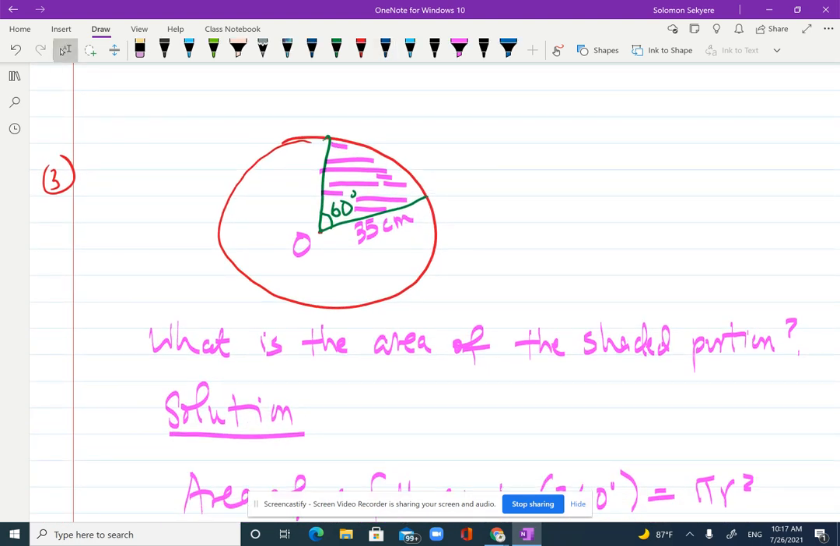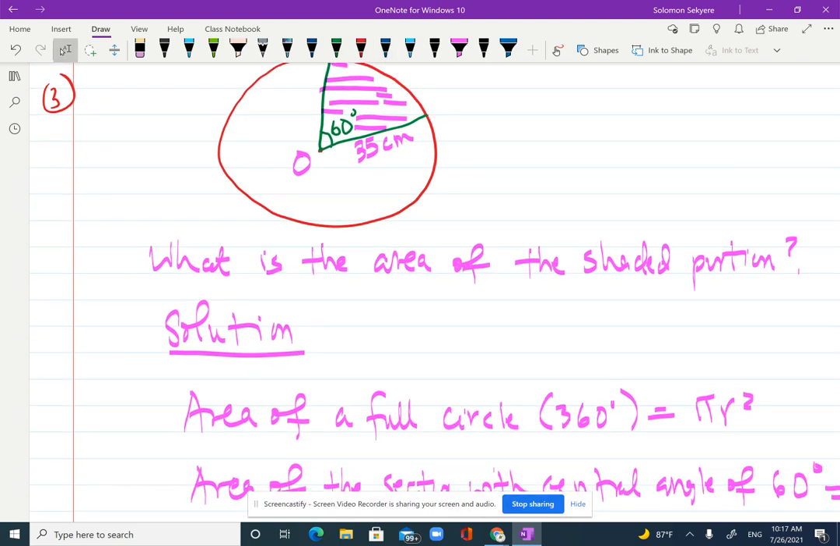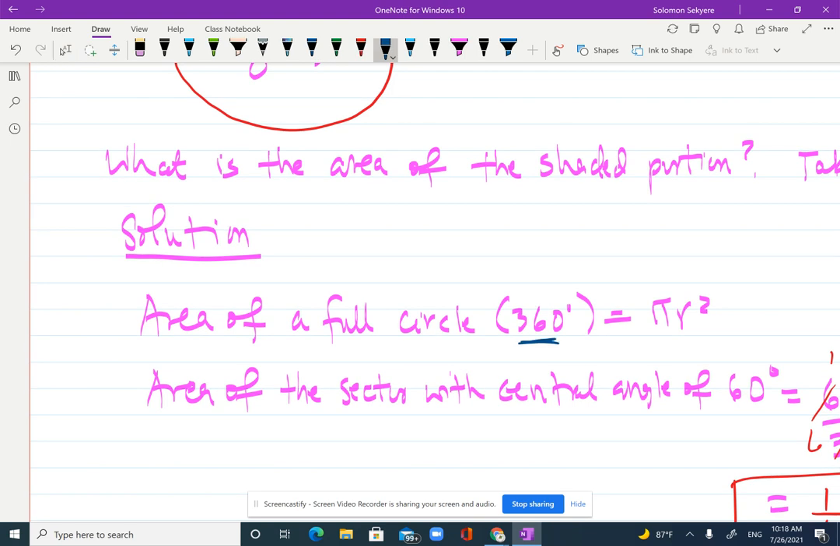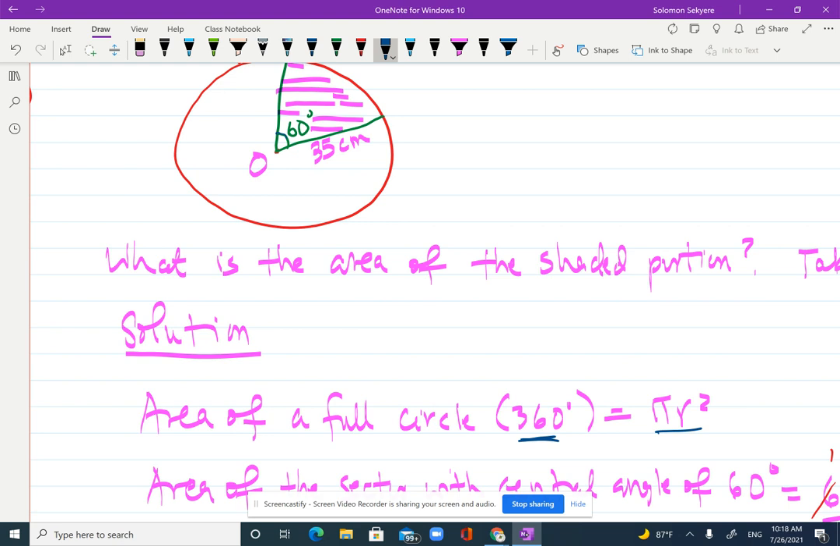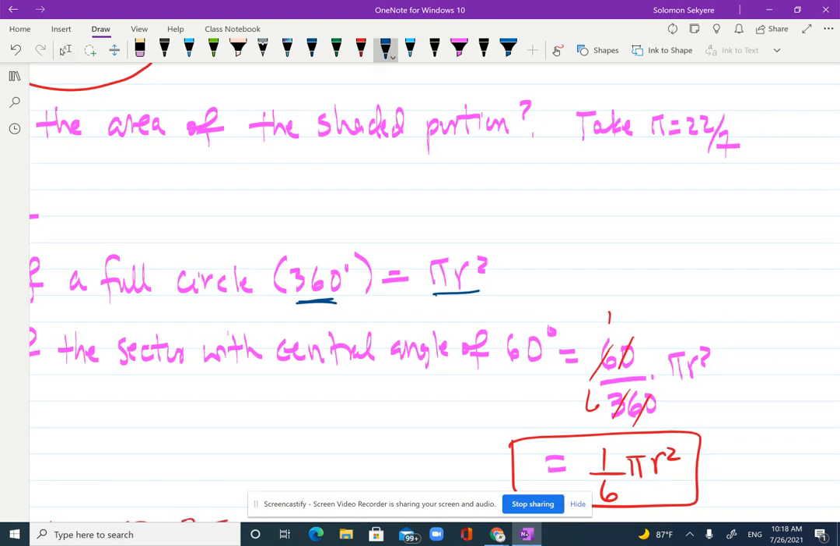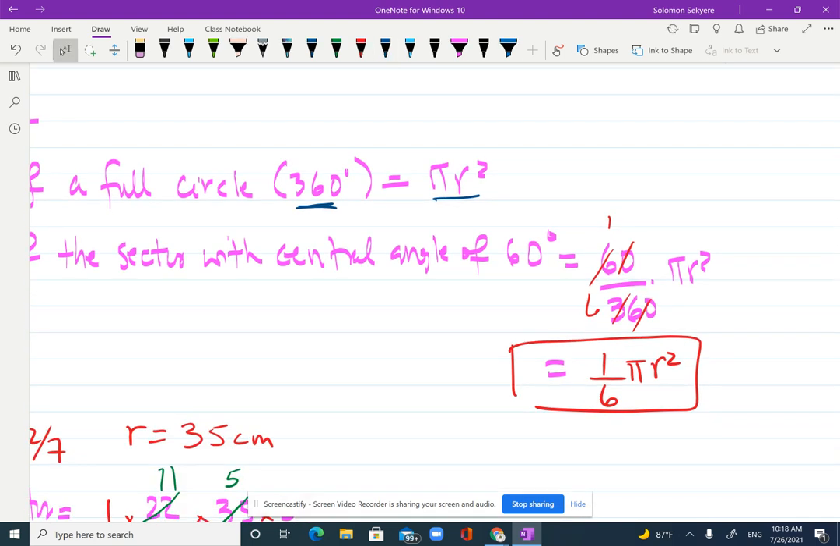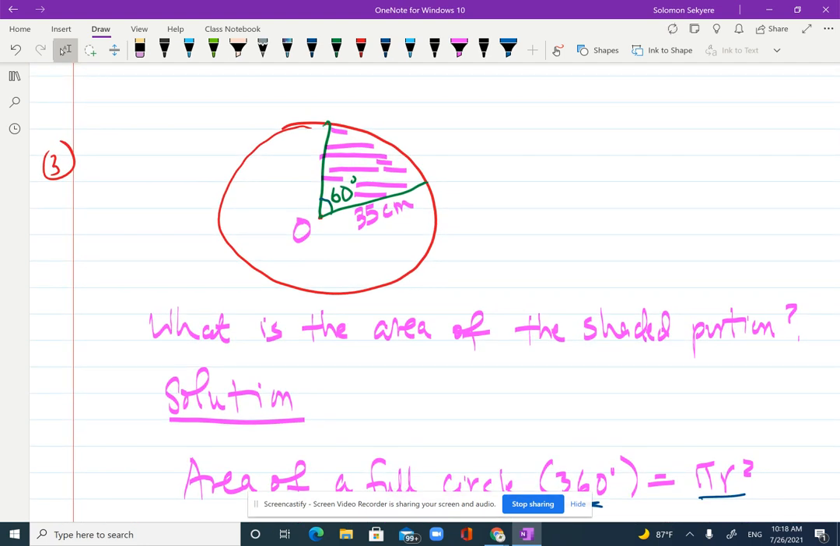I have a sector within a circle. What is the area of the shaded portion? Remember the first video we did, the area of a full circle, which is 360 degrees, is pi r squared. If you have only a portion of it, with a central angle of 60 degrees, how do you find it? It is the angle, 60 over the total 360, times pi r squared, which is 1/6 pi r squared. So you know how to find area given any angle.